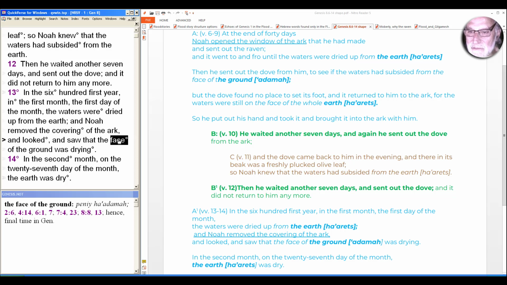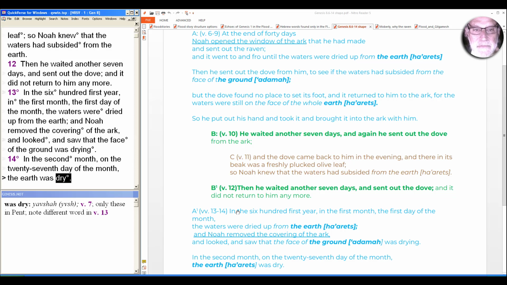And Noah could see it. The face of the ground was drying. Notice the same word there, but different here in verse 14. In the second month, on the 27th day of the month, so as to say that after Noah first removed the covering, he stays for another month and 27 days and finds the earth is dry, a different word here, yavesh, only in verse 7 and here in verse 14.